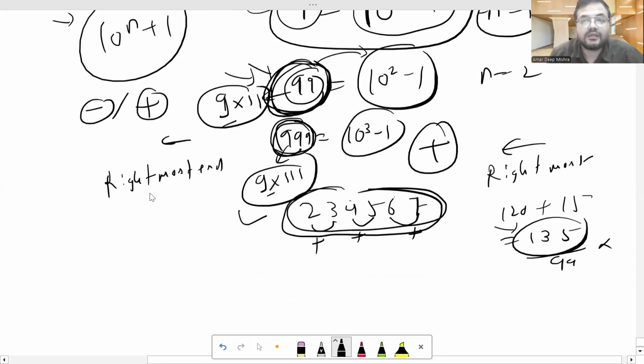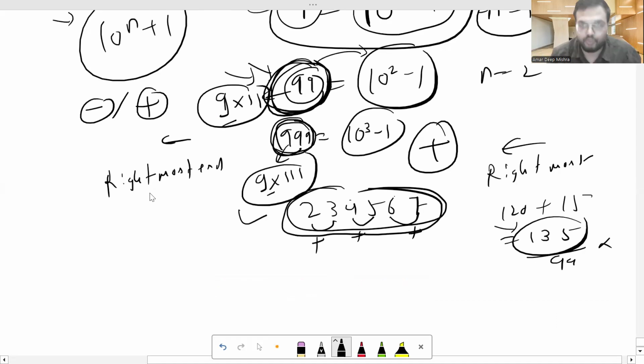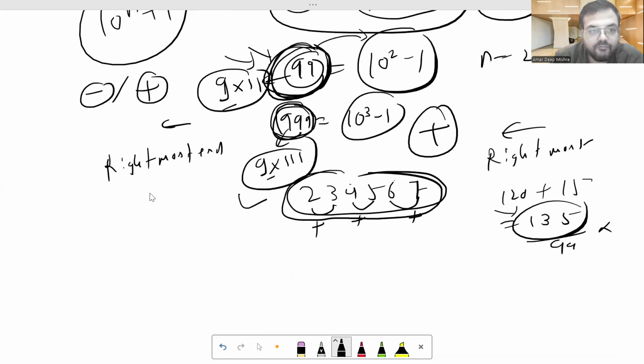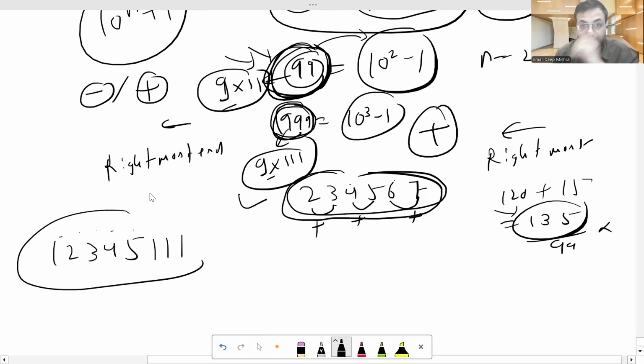So for 9, you can add the numbers in pairs also. To check the divisibility by 9, you can add the numbers in pairs also. So what do I mean by this? Suppose you have the number 12345111. You want to check its divisibility by 9. So what do we do normally? 1 plus 2 plus 3 plus 4 plus 5 plus 1 plus 1 plus 1, like this. Or we can add in pairs also, like 11 plus 51 plus 34 plus 12. Like this also we can add.